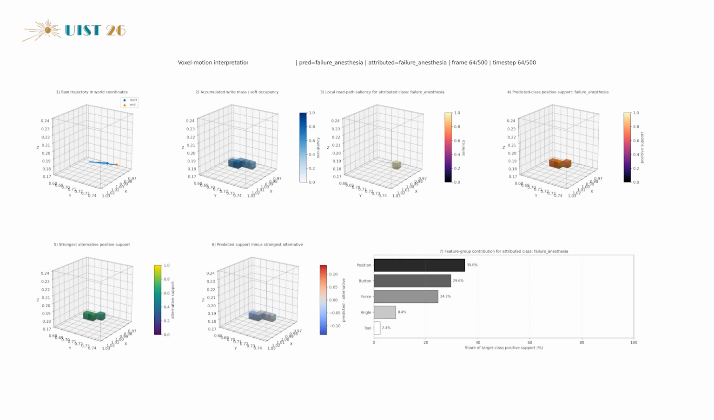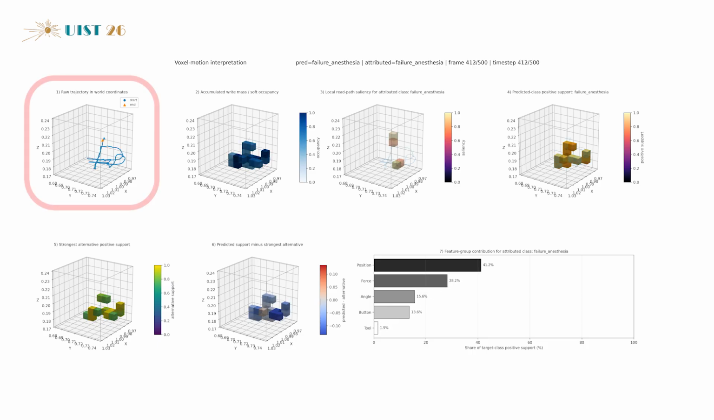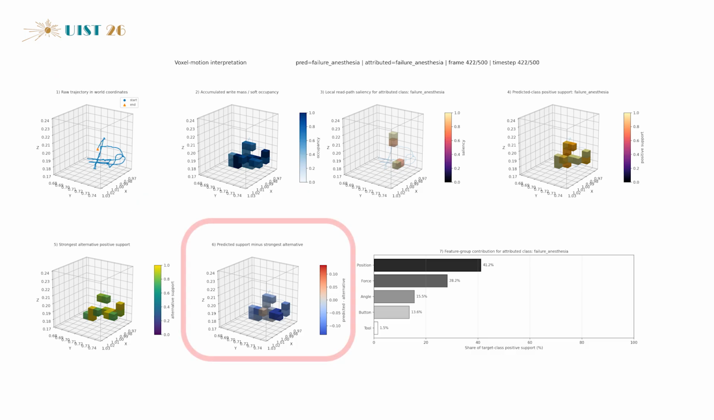In this example, a trainee incorrectly performs the anesthesia ring block by reinserting the syringe into the same region twice. In the predicted minus support view, VoxelTrace highlights this likely error region as a localized red voxel, revealing failure-related evidence accumulated in the workspace.